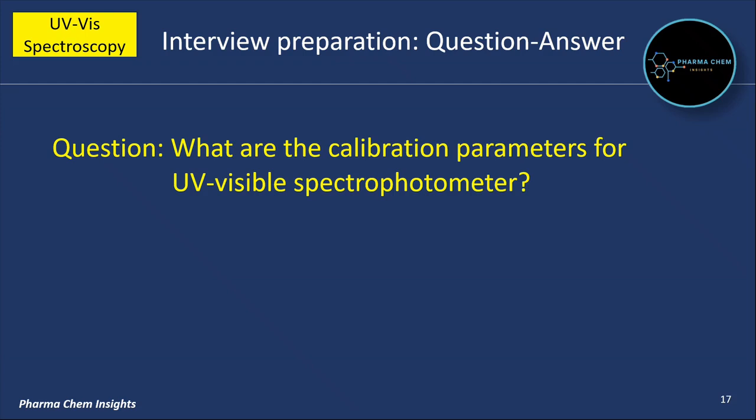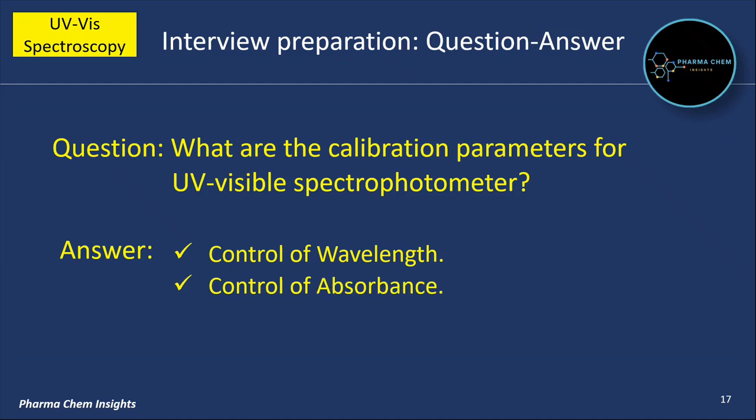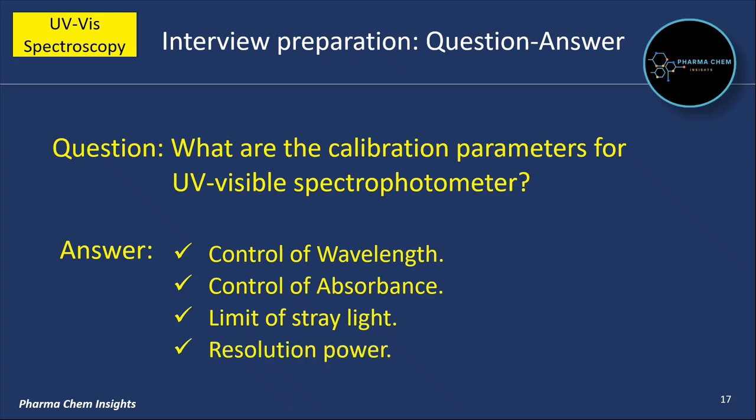Next question, what are the calibration parameters for UV visible spectrophotometer? So answer is the calibration parameters for UV visible spectrophotometer are: first is control of wavelength, second is control of absorbance, third is limit of stray light, and fourth last is resolution power.